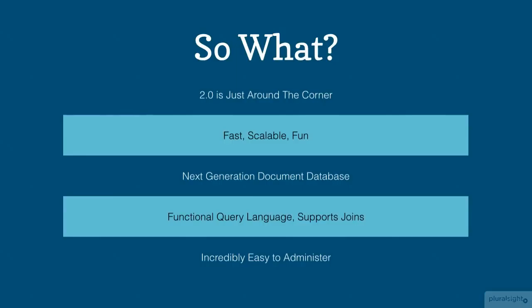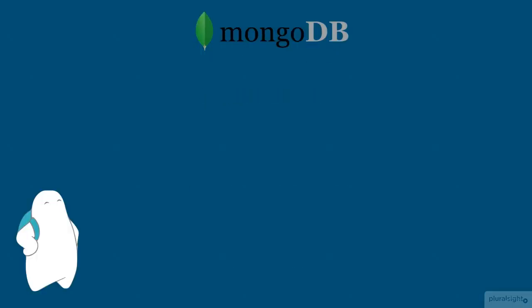2.0 is just around the corner, and it's the result of 3 years of careful development and tweaking. This is the release that many have been waiting for, and it's what we're going to use today. Like many other systems, RethinkDB is fast. It's very scalable and it's fun to use. It's billed as a next-generation document database, the best of what we've learned over the last few years, wrapped in a beautiful system. RethinkDB also supports joins. That is a rarity for document databases. Finally, it's amazingly easy to administer, as you're about to see in 1 minute and 37 seconds.